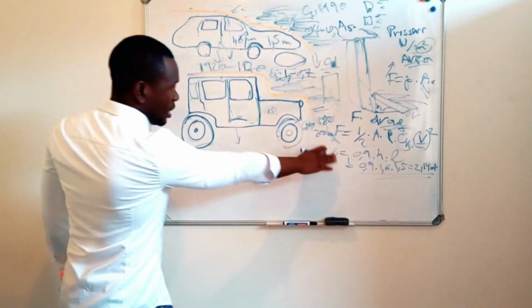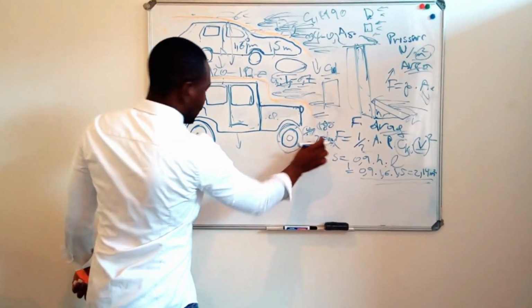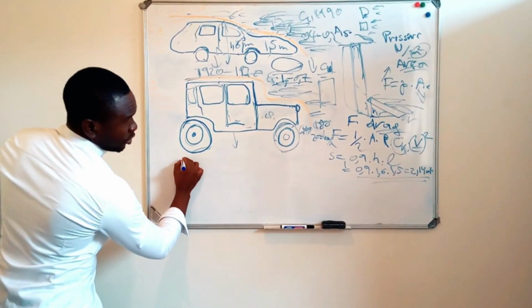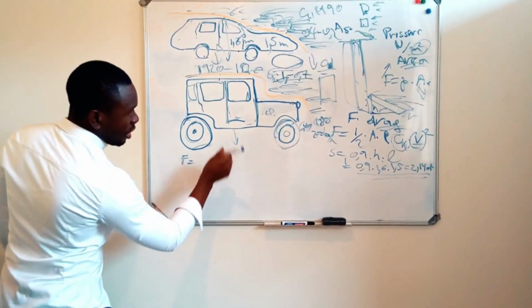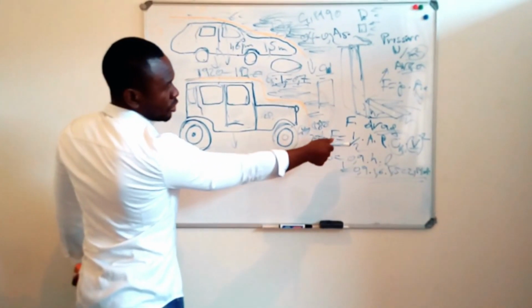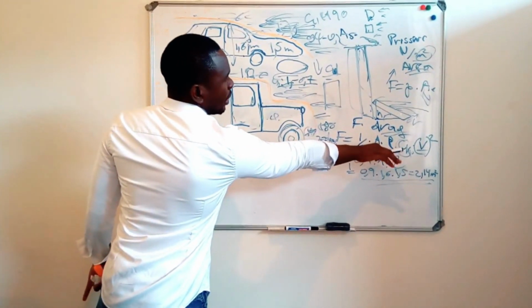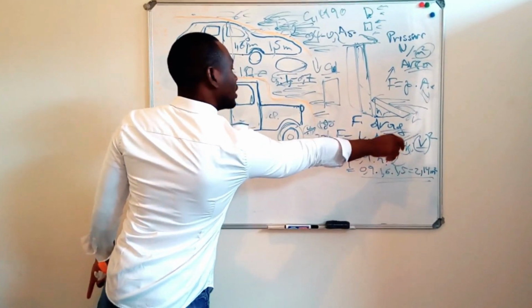So if we have to get the force of drag now, we're going to take 1/2 times the area times the mass volume times the coefficient.